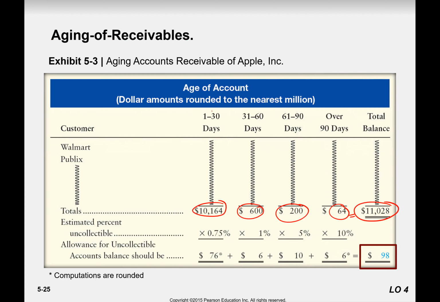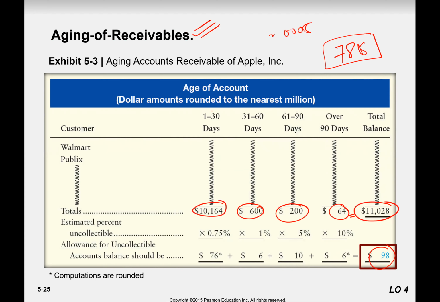So, according to our percentage of sales method, we calculated the 78, right? 0.0005 of the sales. But here it is 98. Look at the magnitude of this allowance for uncollectible. So which one is more accurate? Aging of receivables, because you know that the longer time period you allow for a person to give you money, the higher the chances of default, the higher the chances of not paying back.